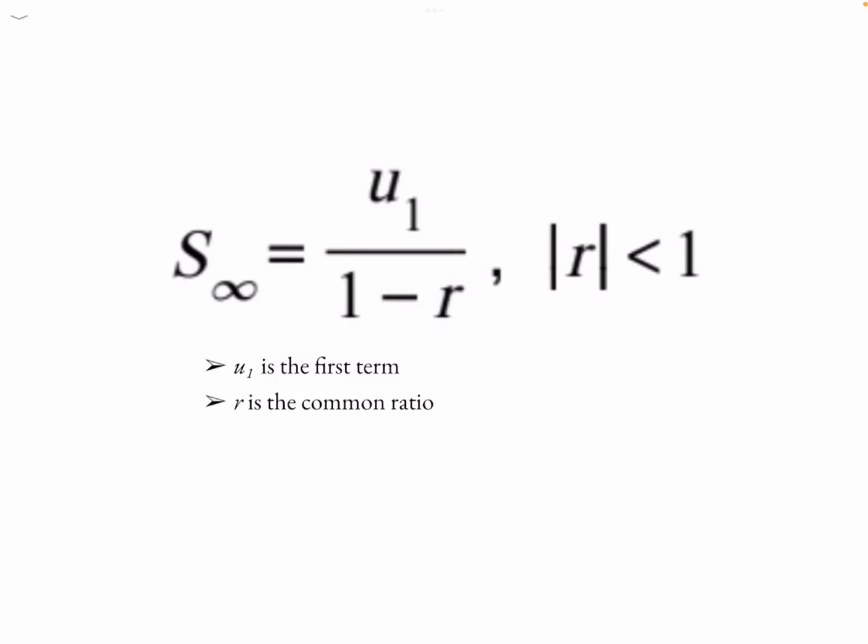To calculate this, we can use the following formula, where u1 is the first term and r is the common ratio. So here, the absolute value of r is less than 1, which means that r is between 1 and negative 1. This condition must be realized for the geometric series to converge to a finite value.